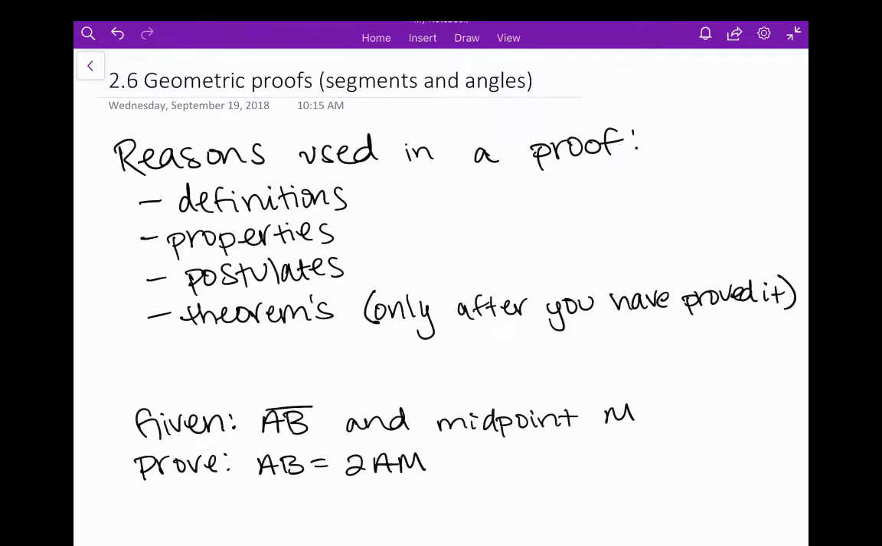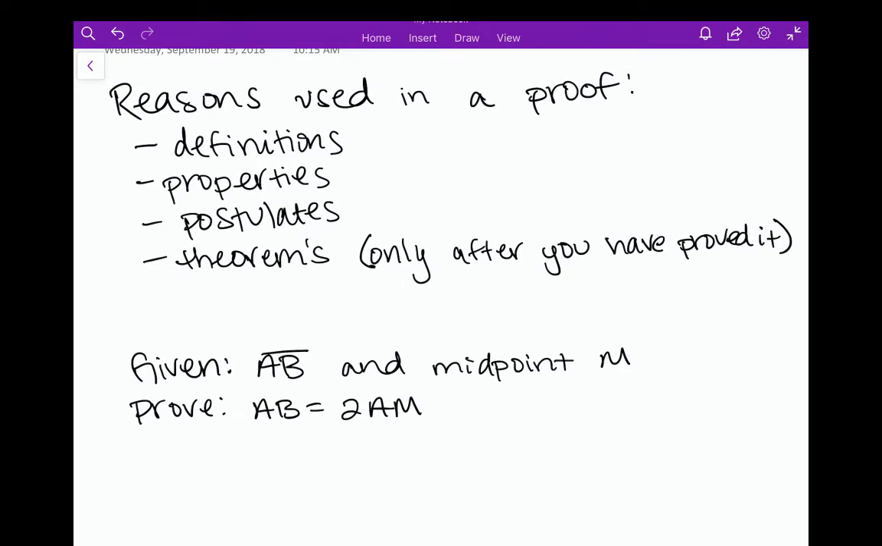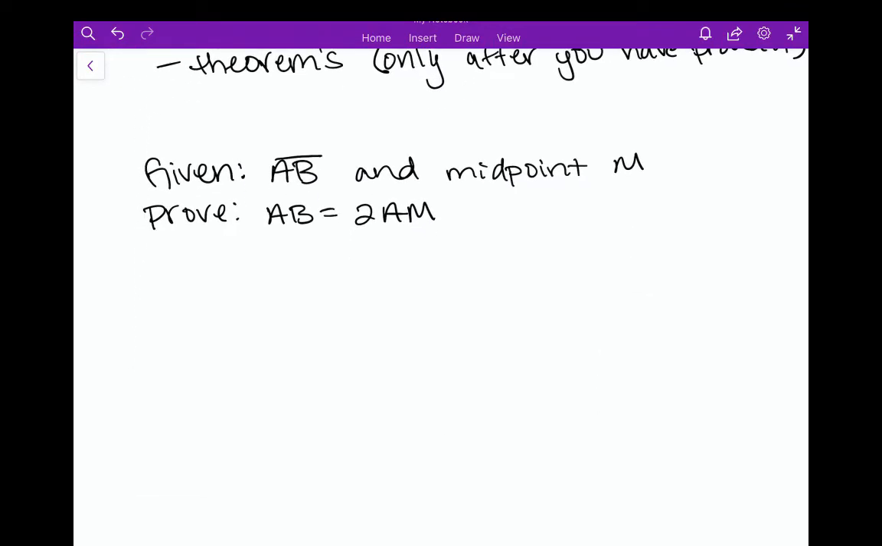All right, this video is for section 2.6, geometric proofs, specifically dealing with segments and angles. So when we're doing a proof, these are the possible reasons that we will have in our right side column. We can use definitions, properties, postulates, and theorems, but we can only use theorems after we have proved that theorem. So throughout this course, we will prove some of these theorems. And again, you can only use a theorem if you've already proved it before. So let's go ahead and do an example.